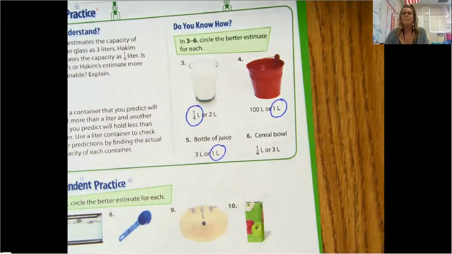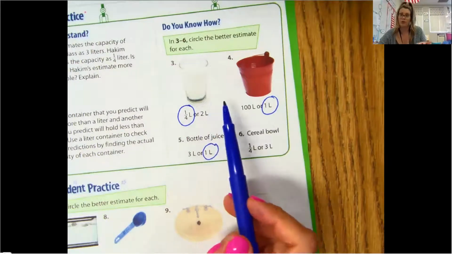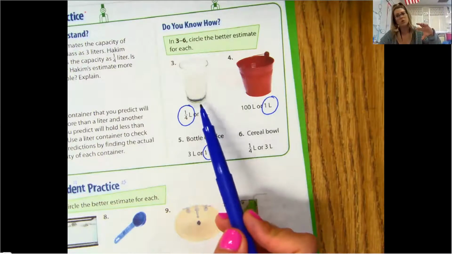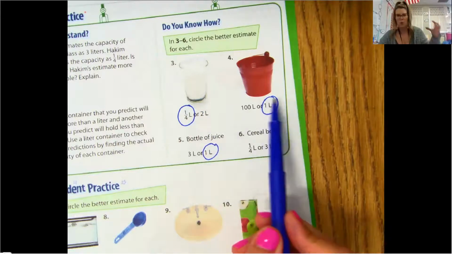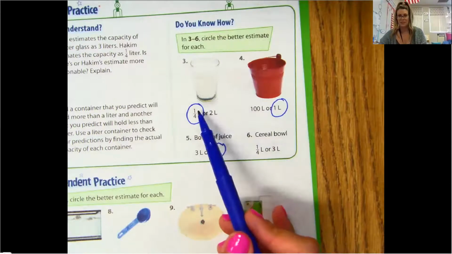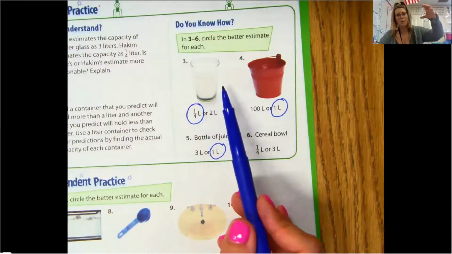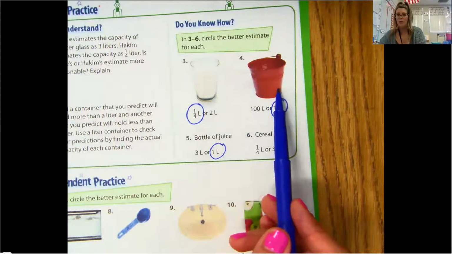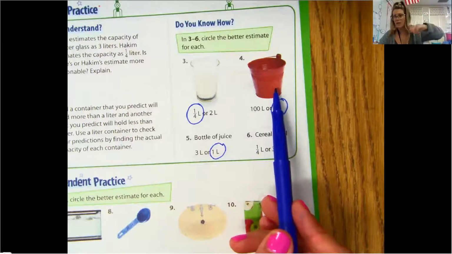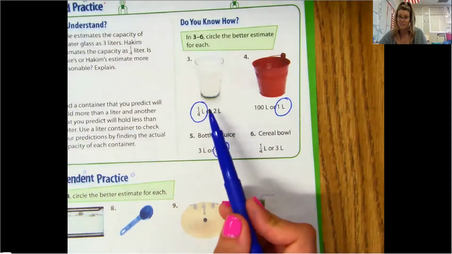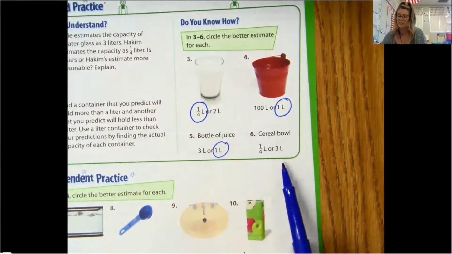And then we've got a cereal bowl. Okay, well, I'm going to just think about what I know about a cereal bowl. If I dumped my cup of milk, would that make more sense? Or a whole bucket? Which one would make more sense? I could probably pour my cup of milk in there and it wouldn't overflow, right? But if I poured my whole bucket of milk in there, it's going to be a big mess. So we've got 1/4, which is the same as the glass, or 3 liters.